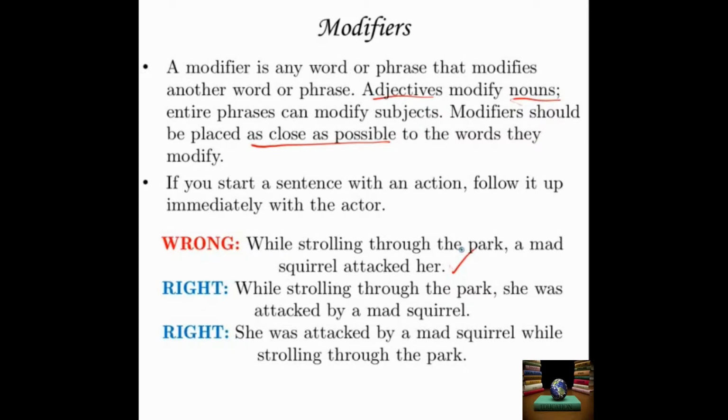So let's see if we can make this a bit better. While strolling through the park, she was attacked by a mad squirrel. Okay, now we've got the person who did the strolling right next to the strolling. We've got she right next to while strolling through the park. That's great. We can also say she was attacked by a mad squirrel while strolling through the park. Okay, we've got a verb phrase, but still while strolling through the park goes back to she.